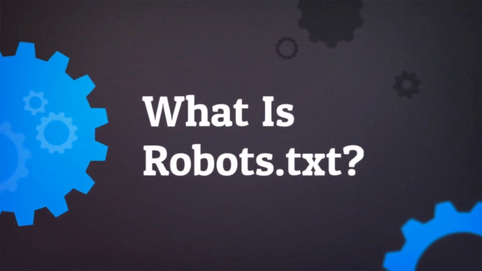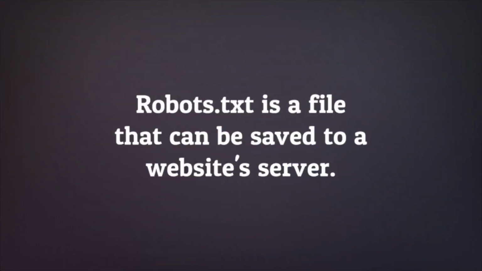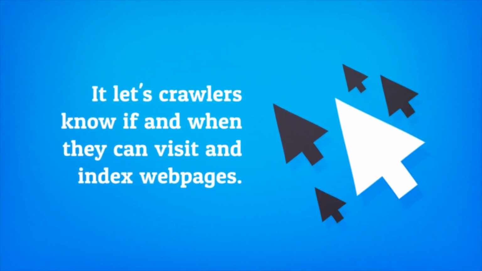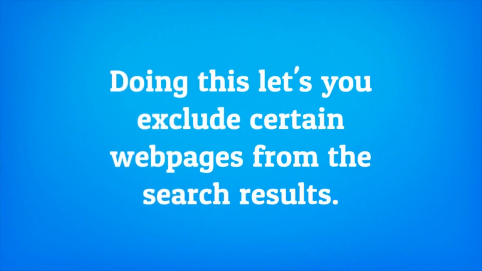What is robots.txt? Robots.txt is a file that can be saved to a website's server. It lets crawlers know if and when they can visit and index web pages. Doing this lets you exclude certain web pages from search results.